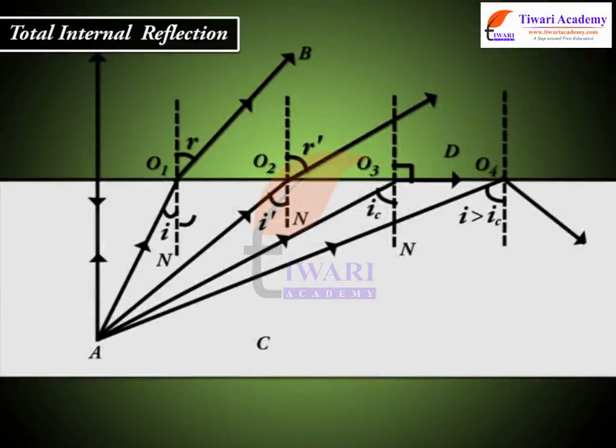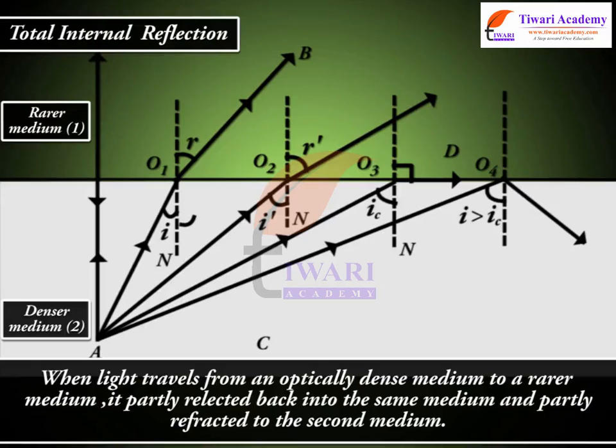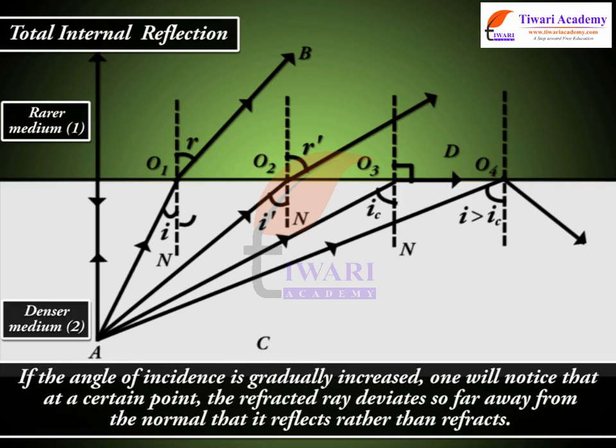Total internal reflection. When light travels from an optically dense medium to a rarer medium, it is partly reflected back into the same medium and partly refracted into the second medium. If the angle of incidence is gradually increased, one will notice that at a certain point, the refracted ray deviates so far away from the normal that it reflects rather than refracts.